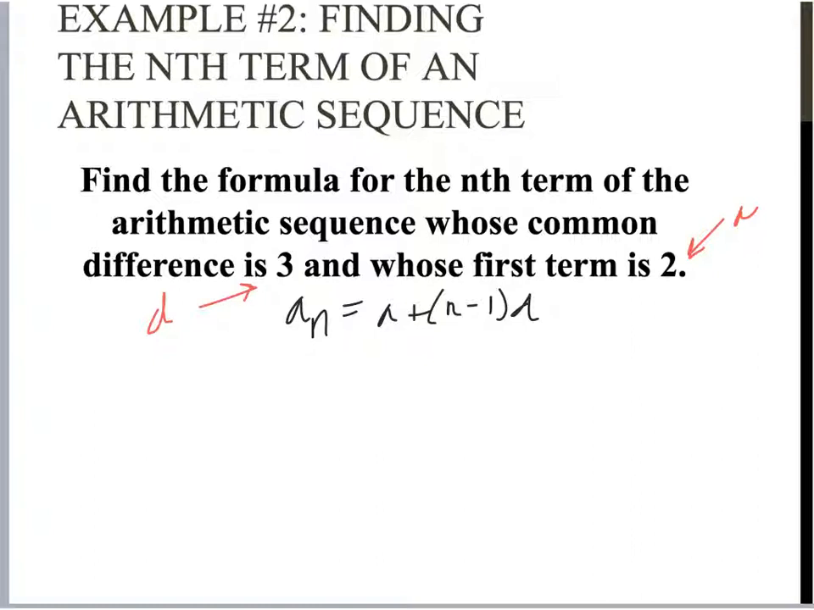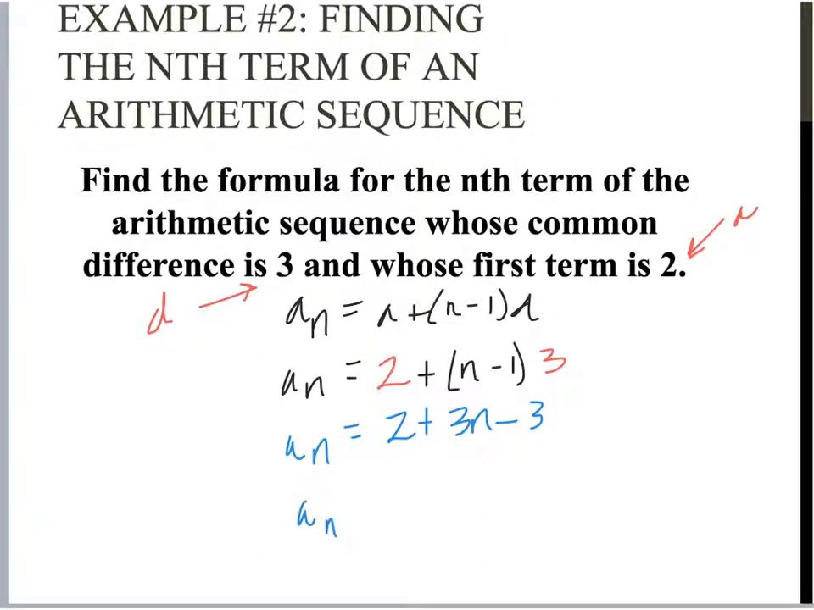So if we substitute this in, we would have a sub n equal to 2 plus n minus 1 times the difference, which is 3. If we distribute the 3, we would get 3n minus 3, which would give us a final answer of a sub n equal to 3n minus 1.